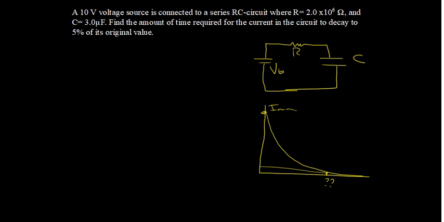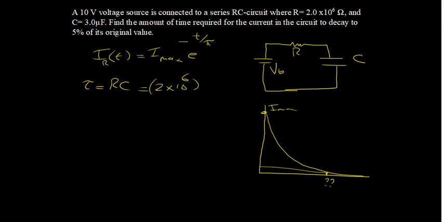To do this, I will use the formula of the current through the resistor as a function of time: I max exponential of minus t over tau. All right, let's find the time constant to help us. It is 2 × 10⁶ multiplied by 3 × 10⁻⁶. That's quite handy. The answer here will be 6 seconds.